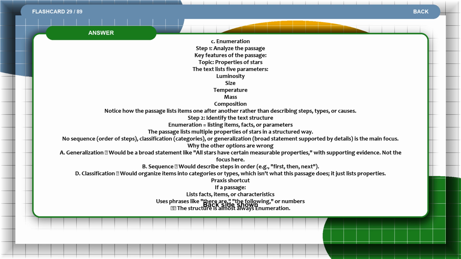Why the other options are wrong. A. Generalization. Right arrow. It would be a broad statement like all stars have certain measurable properties, with supporting evidence, not the focus here. B. Sequence. Right arrow. It would describe steps in order, e.g., first, then, next. D. Classification. Right arrow. It would organize items into categories or types, which isn't what this passage does. It just lists properties. Praxis shortcut. If a passage lists facts, items, or characteristics, uses phrases like there are, the following, or numbers, right, the structure is almost always enumeration.